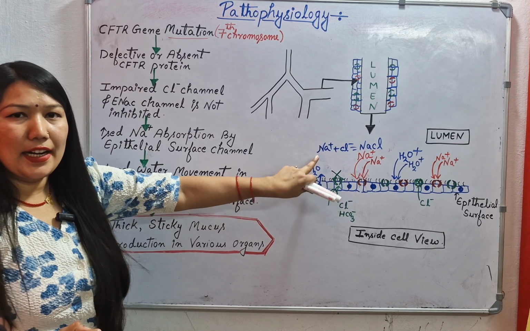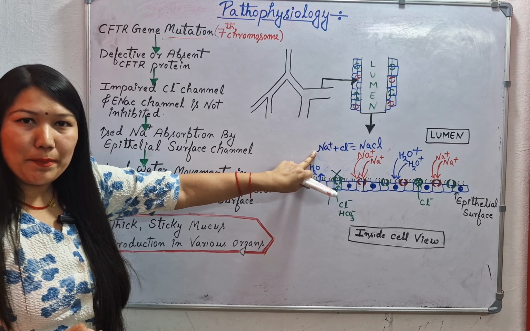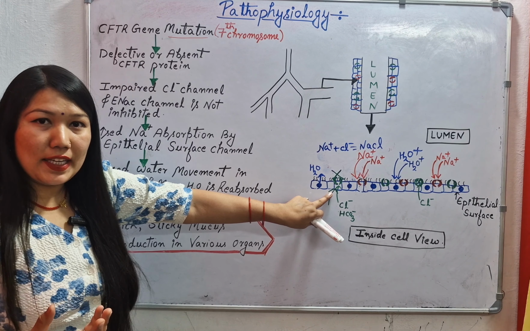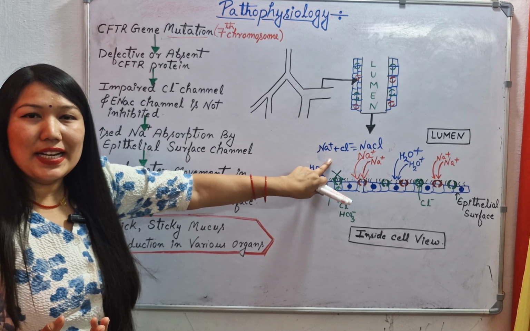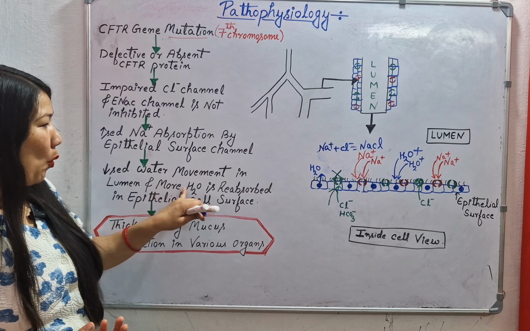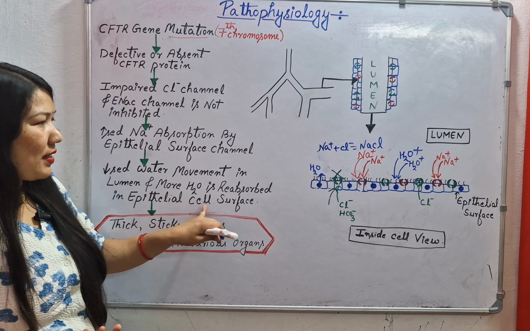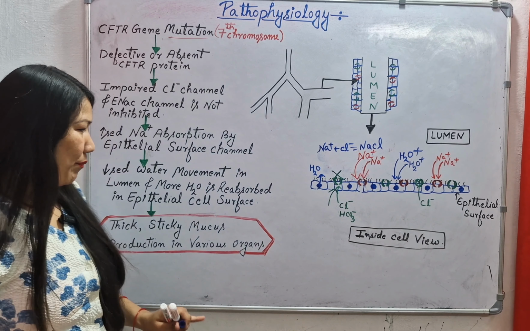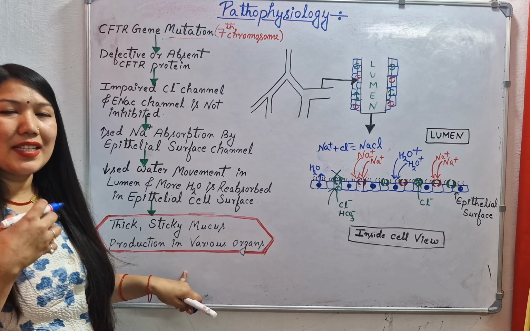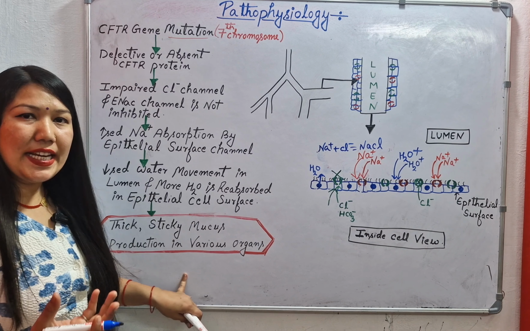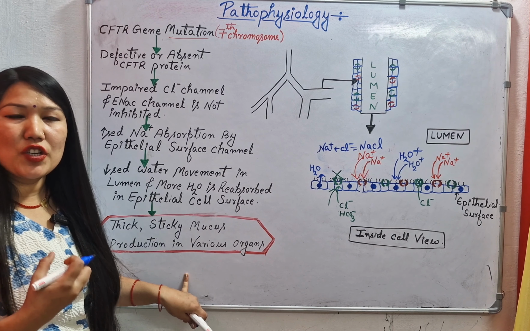Water is not going inside the lumen because no sodium ion is present, our CFTR gene is not working, and the chloride ion is not present inside the lumen. Now water will not move inside the lumen, and more water is absorbed in the epithelial surface layer. This epithelial surface layer reabsorbs the water back. So what will happen? The secretions formed inside the lumen will be very thick, very sticky, and very viscous.